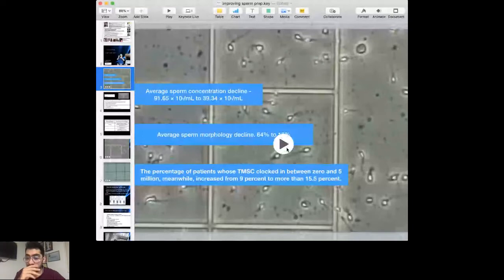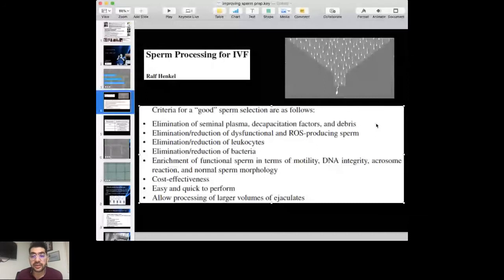Perfect. So why do we need sperm processing? That is also a question which we all need to answer. The criteria for good sperm selection is that you eliminate the seminal plasma, decapacitation factors, and all the debris present in the sample. You also want to eliminate the dysfunctional ROS-producing sperms, eliminate the leukocytes, and reduce the bacterial content. You want to enrich functional sperms in the pellet, sperms which have good DNA integrity, a normal acrosomal reaction, normal sperm morphology, etc. All of this has to be cost effective, easy to perform, and also has to allow large volumes of ejaculate to be prepared together.